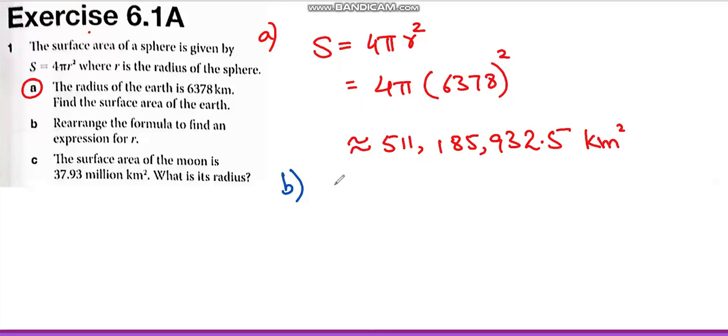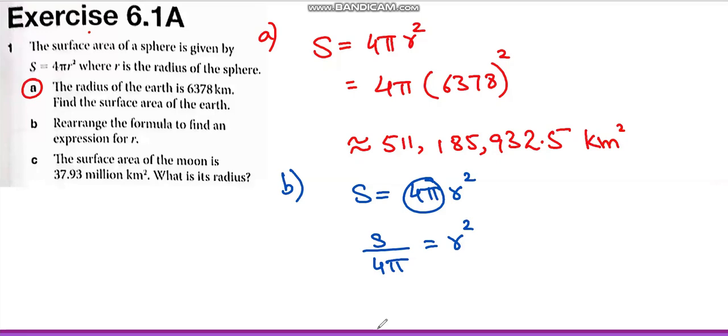Now I will do B part, where we have to arrange the formula to find an expression for r. So let's rearrange the formula. We have to make r the subject. So first of all, we can divide both sides by 4 pi. We will get S over 4 pi on the left side, and on the right side, we will get r square. And now to get r, we can take the square root on both sides. That will remove the square above r. So we'll get r equal to the square root of S over 4 pi. So this is the expression to find the radius.